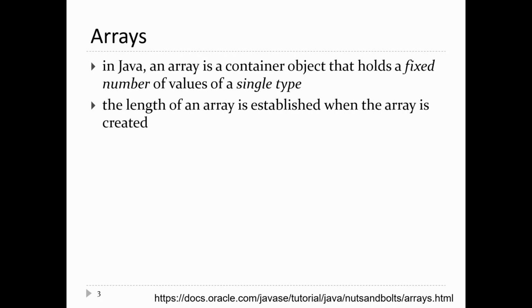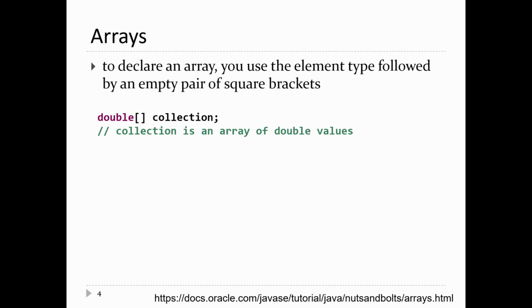And that's very different than a Python list, because you can put stuff into a list, you can take stuff out of a list. You can make the list as big or as small as you want. Arrays don't work that way in Java. The array always has a fixed length. So if I want a variable that can hold an array, you give your variable a name, so I'm going to call it collection.